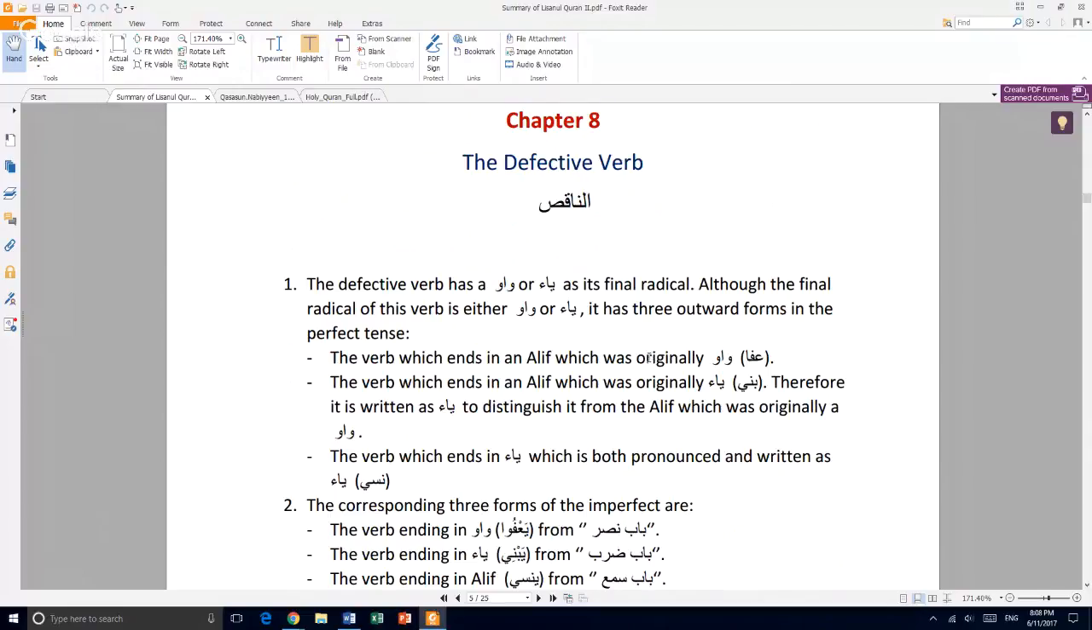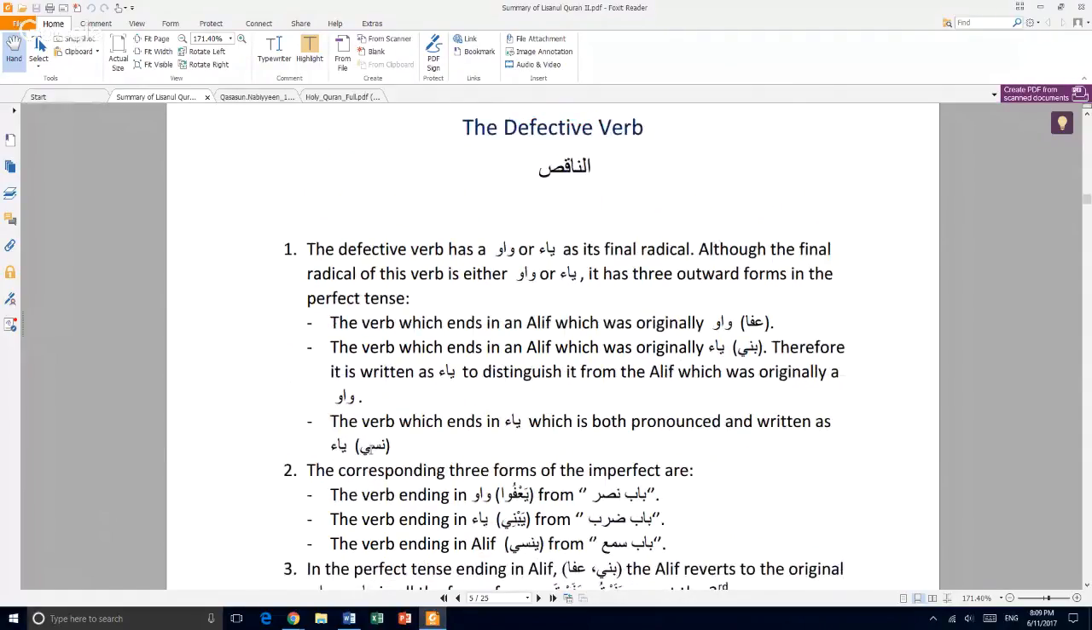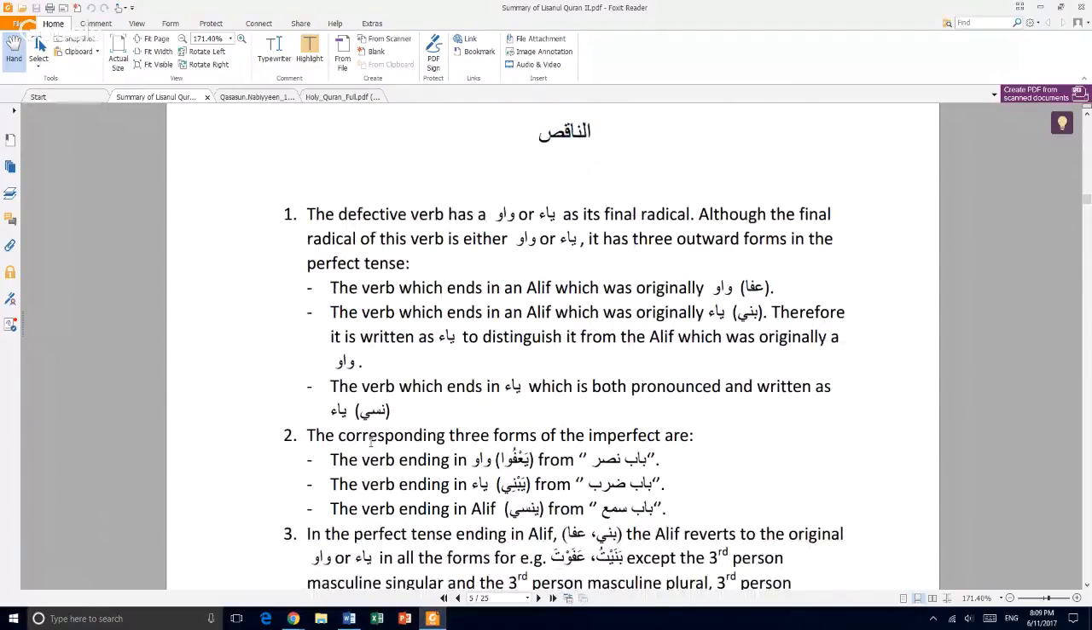So afa, for example, we know afa is Naqis Wawi. Why? Because we know the root is afw, it comes from there. So now change this waw to alif: afa. The verb which ends in an alif which was originally ya: bani, or bana. Therefore, it is written as ya to distinguish it from the alif which was originally a waw. The verb which ends in ya, which is both pronounced and written as ya: nasiya.